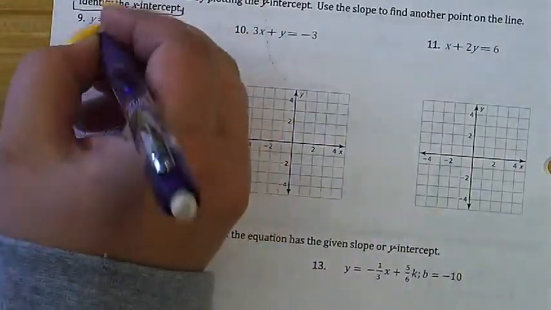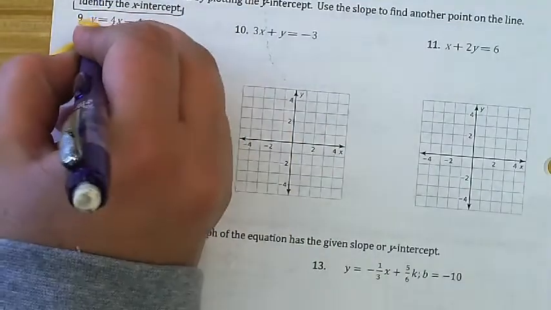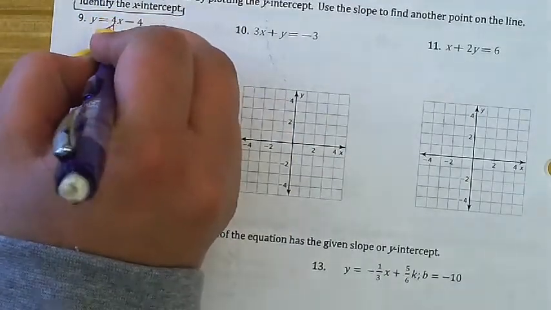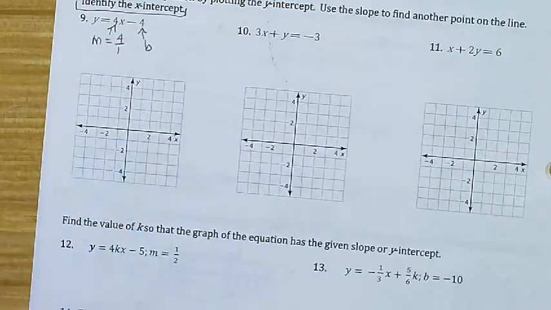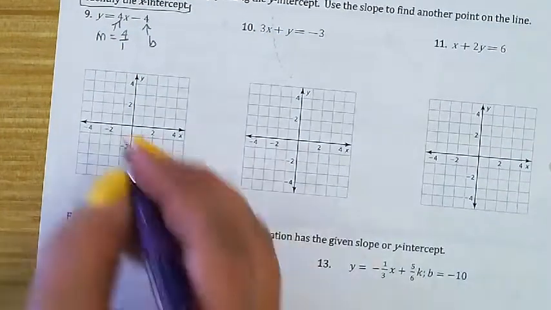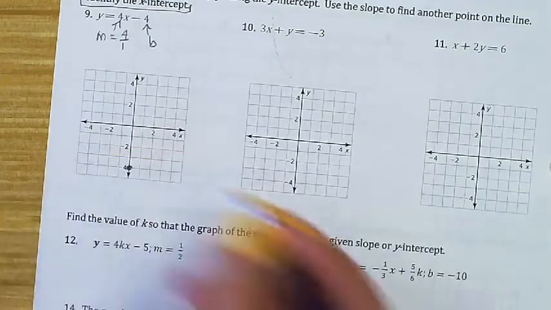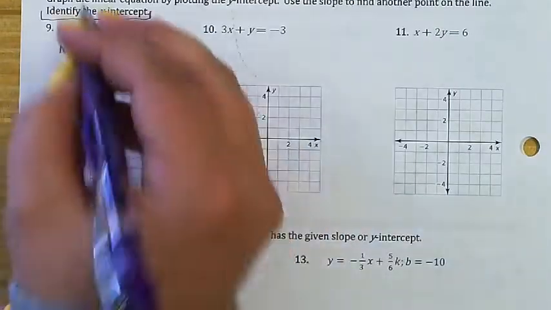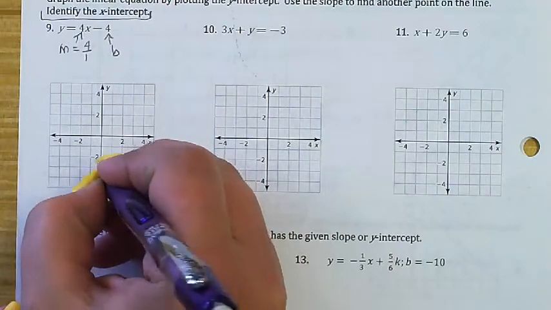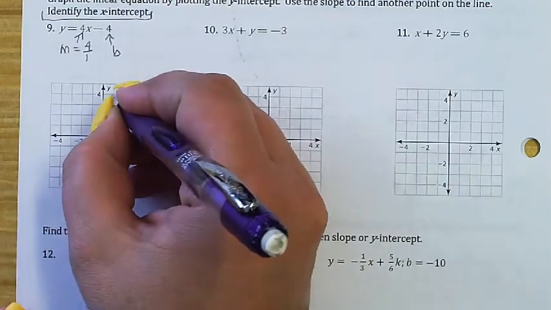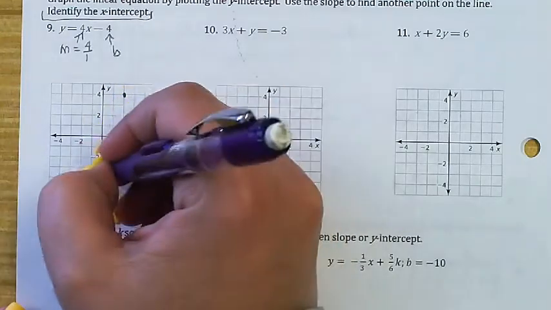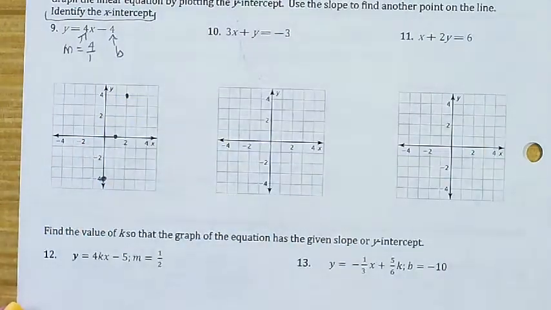So for number 9, it's already in slope-intercept, so I can look at it right away and say, okay, I know that's my slope, 4 over 1. And this right here is my y-intercept of -4. So that tells me I'm going to start down here at -4. And then I have a slope of 4. That means I'm going to rise 1, 2, 3, 4 and run one whole number. It's positive, so I'm moving up and forward, up and forward.